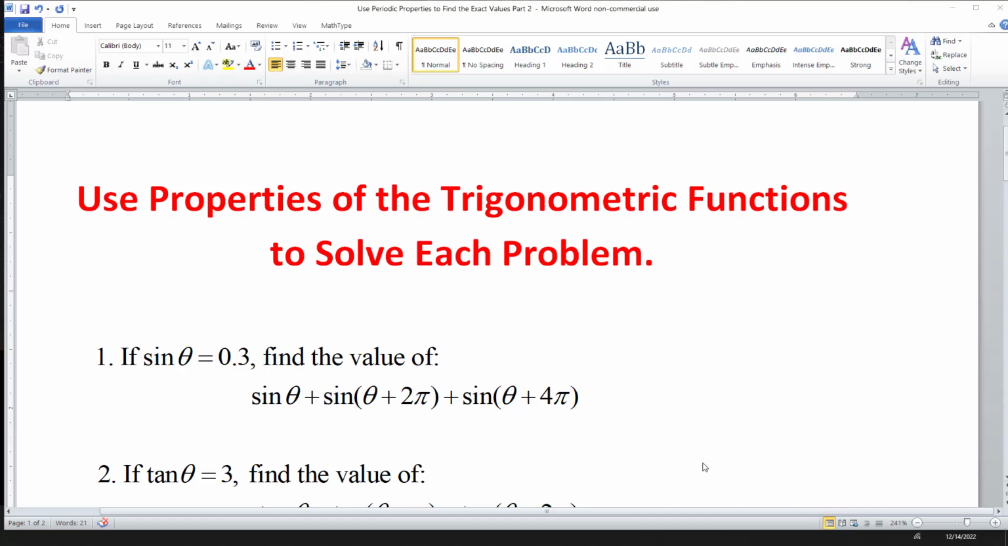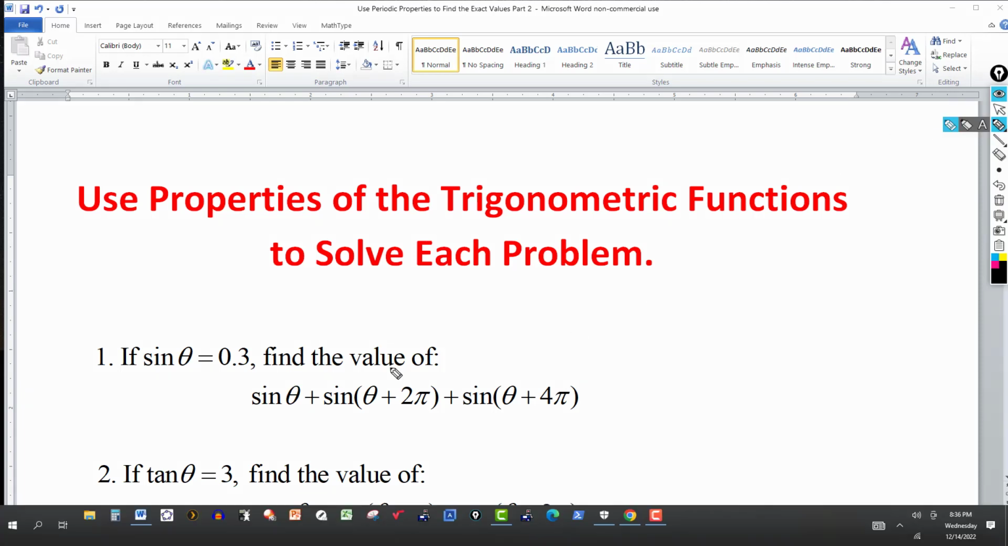In this video, we're going to use the properties of the trigonometric functions to solve these problems that we have here. We kind of touched on that in another video dealing with periodic properties. This will be a follow-up of that video. So let's look at the first one.